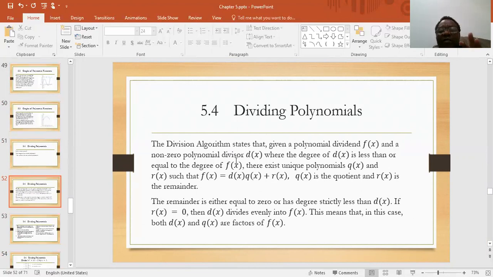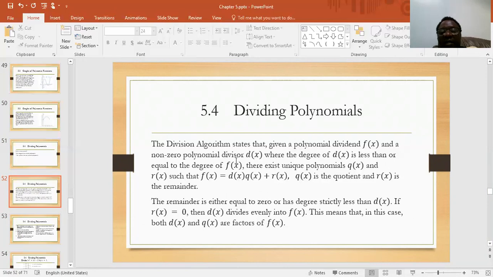So the division algorithm says that given a polynomial function f of x and a non-zero polynomial d of x, where the degree of d of x is less than or equal to the degree of f of x, there exists a unique polynomial q of x and a unique r of x such that f of x equals d of x times q of x plus r of x. Q of x is the quotient and r of x is the remainder.